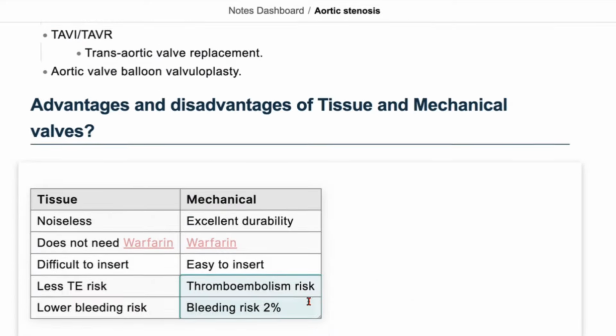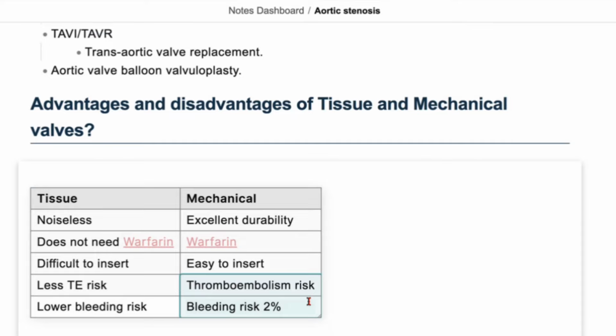So it's a tissue valve is noiseless, doesn't need warfarin. And again, I think I mentioned some of this feedback to one of your colleagues today. She was comparing between benign and malignant, and she kept saying benign would be this, malignant would be this, benign would be this. That was very boring. So here, tissue is noiseless, doesn't need warfarin, it's difficult to insert, less TE risk and lower bleeding risk. On the other side, it's the complete opposite.